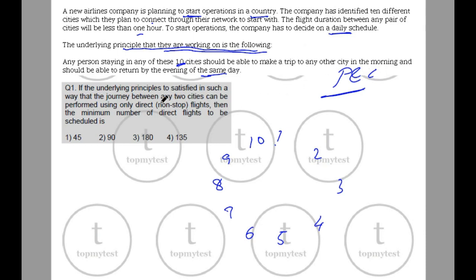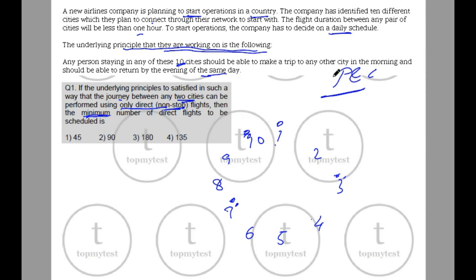If the underlying principle is to be satisfied in such a way that the journey between any two cities can be performed only using direct non-stop flights, then what is the minimum number of direct flights to be scheduled? So you should be able to take a flight from 1 to 3 and return from 3 to 1 in the evening. Similarly, you should be able to take a flight from 10 to 7 and return in the evening. And you can probably go from 10 to 7 and in the evening go from 7 to 4 also. So there should be connectivity in the morning as well as connectivity in the evening.